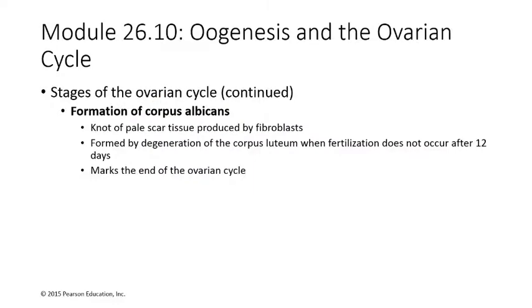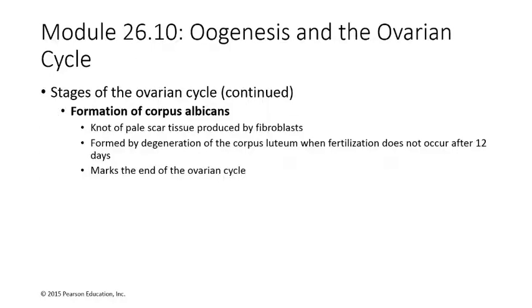Now, that corpus luteum will only survive for about 10 to 13 days. And that's sort of a time window for the egg or the embryo to travel down the fallopian tubes and give the embryo a few more days to ensure implantation into the uterine wall. That 10 or 13 days.